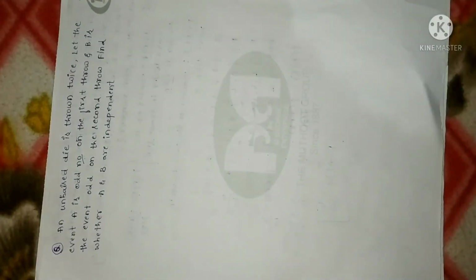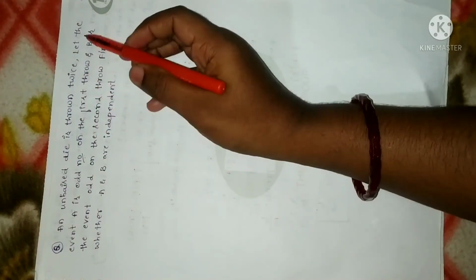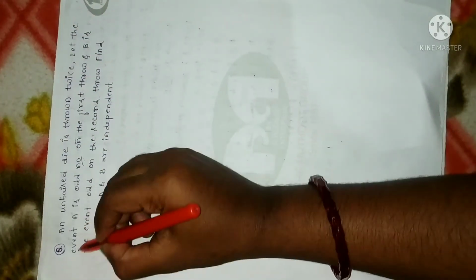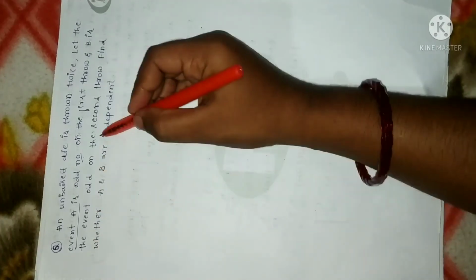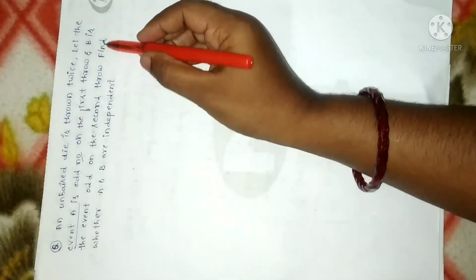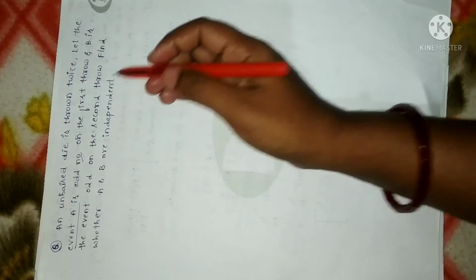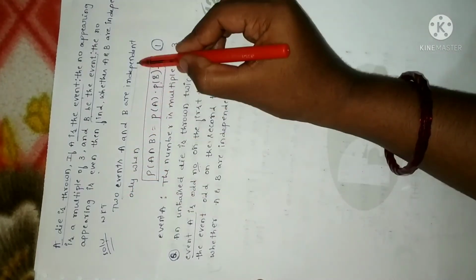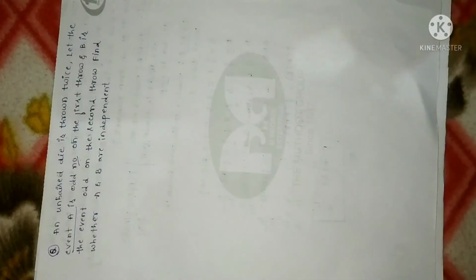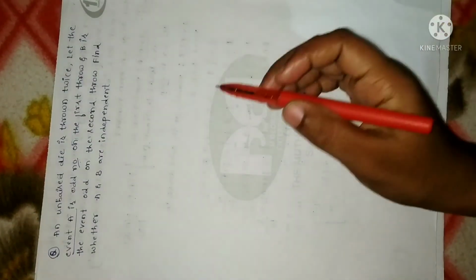See here, an unbiased die is thrown twice. Let the event A be an odd number on the first throw and B the event of an odd number on the second throw. Find whether A and B are independent. As I already told you, whenever you are asked to find whether they are independent or not, we have to use this condition.